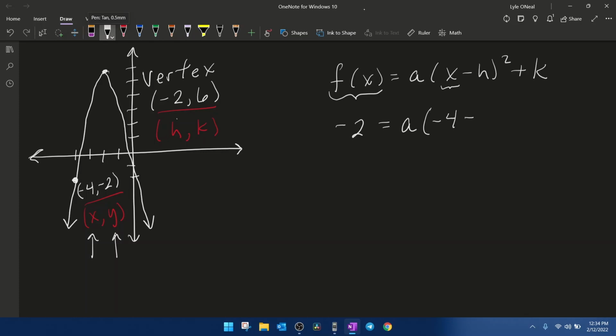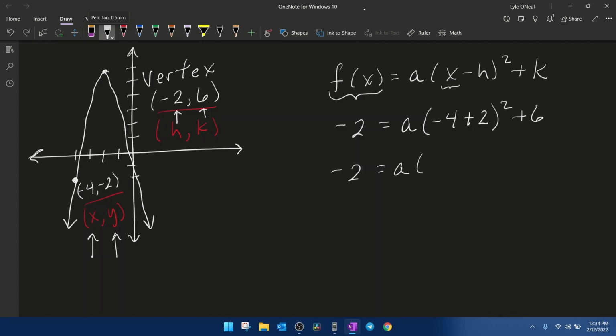Minus h. H we know is -2. Remember, minus a negative is going to make that a +2. Quantity squared plus k, which we know k is 6. And notice I was able to replace all of the variables except a, so we can solve for a.